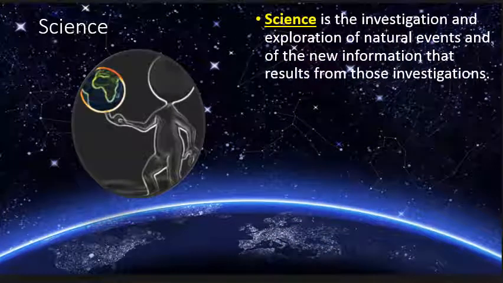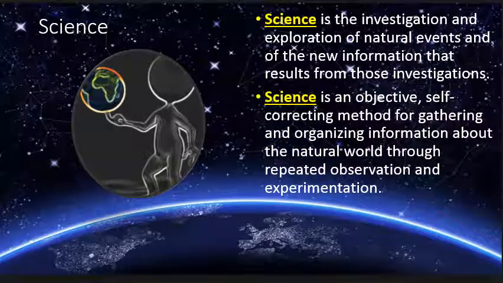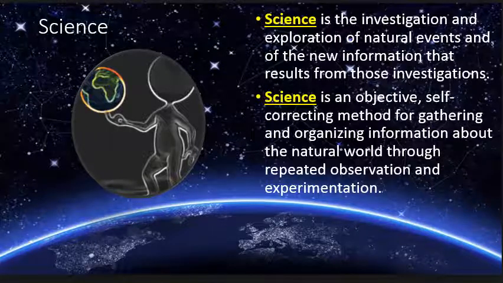So we're going to start with what is science. Your textbook says science is the investigation and exploration of natural events and of the new information that results from those investigations. It's a decent definition. Here's one that I prefer. Science is an objective, self-correcting method for gathering and organizing information about the natural world through repeated observation and experimentation. You can choose which one you wish to record, or remember, you can combine these two. You could look it up if you'd like to, but the idea is to come up with a definition that kind of makes sense to you, not just copying what's from the book.